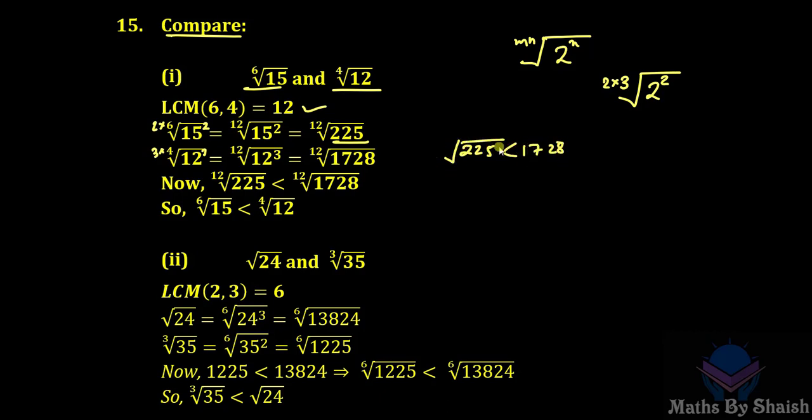So its 12th root would also have the same inequality, and hence we get this, and we can compare. For here now, if there is no root given, it means it is square root, so take the LCM, and then we make this as a power and we can compare.